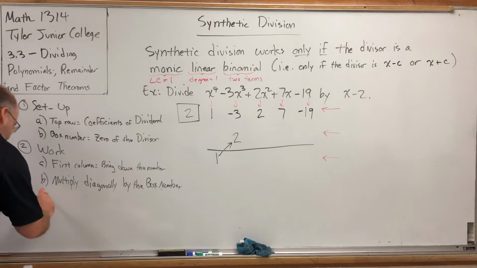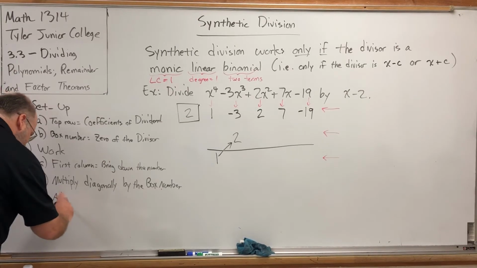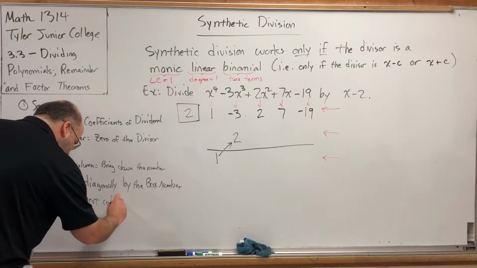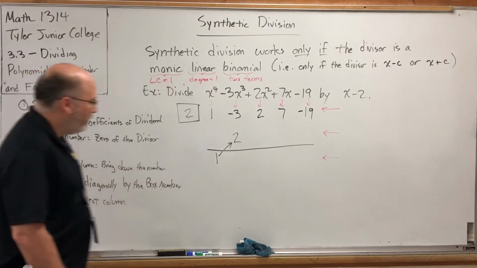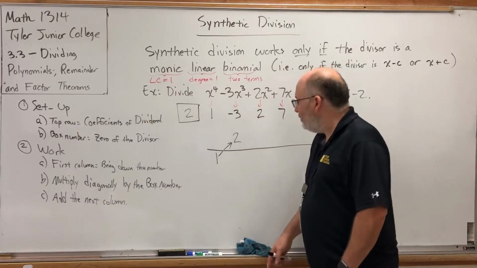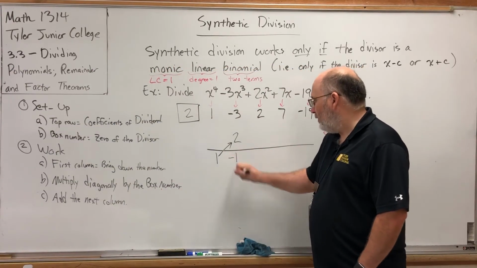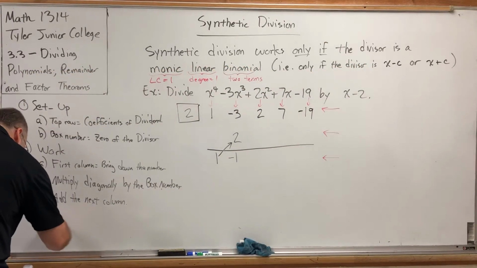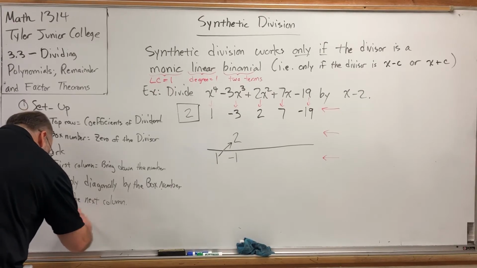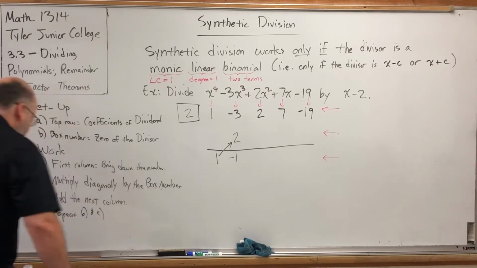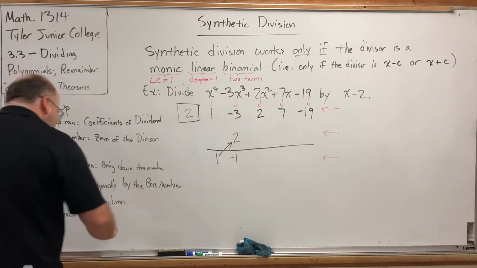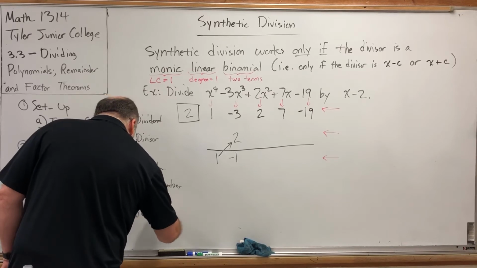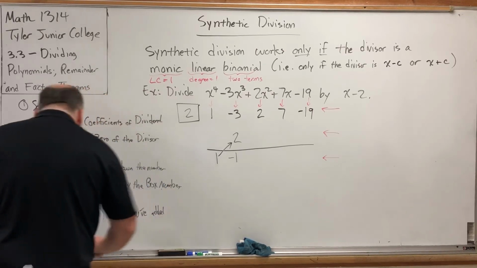After you've multiplied, your next step is to add the next column. Because now in the next column, we have 2 numbers to add. We have a negative 3 and we have a 2. Negative 3 plus 2 is negative 1. Then you just repeat B and C. You repeat the multiply and add until you've added the final column.